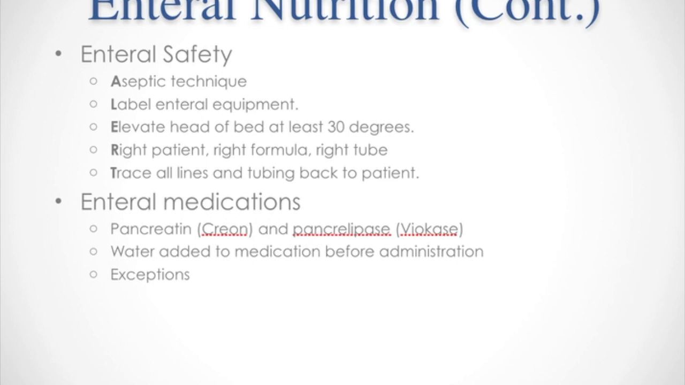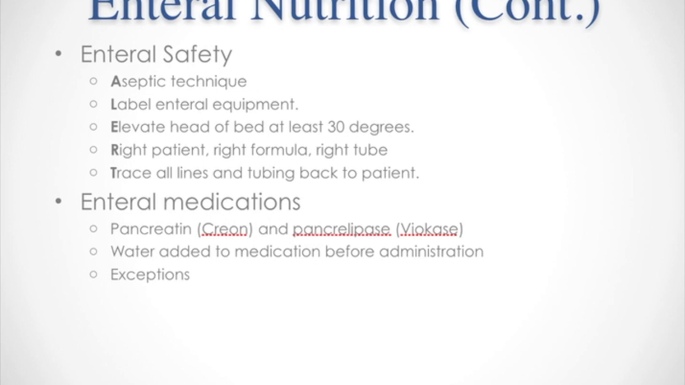There are some safety steps. There is the ALERT safety. So A is for aseptic technique. L is label enteral equipment. E is elevate the head of the bed. R, make sure we have the right patient, right formula, and right tube. And T, trace all lines and tubing back to the patient.